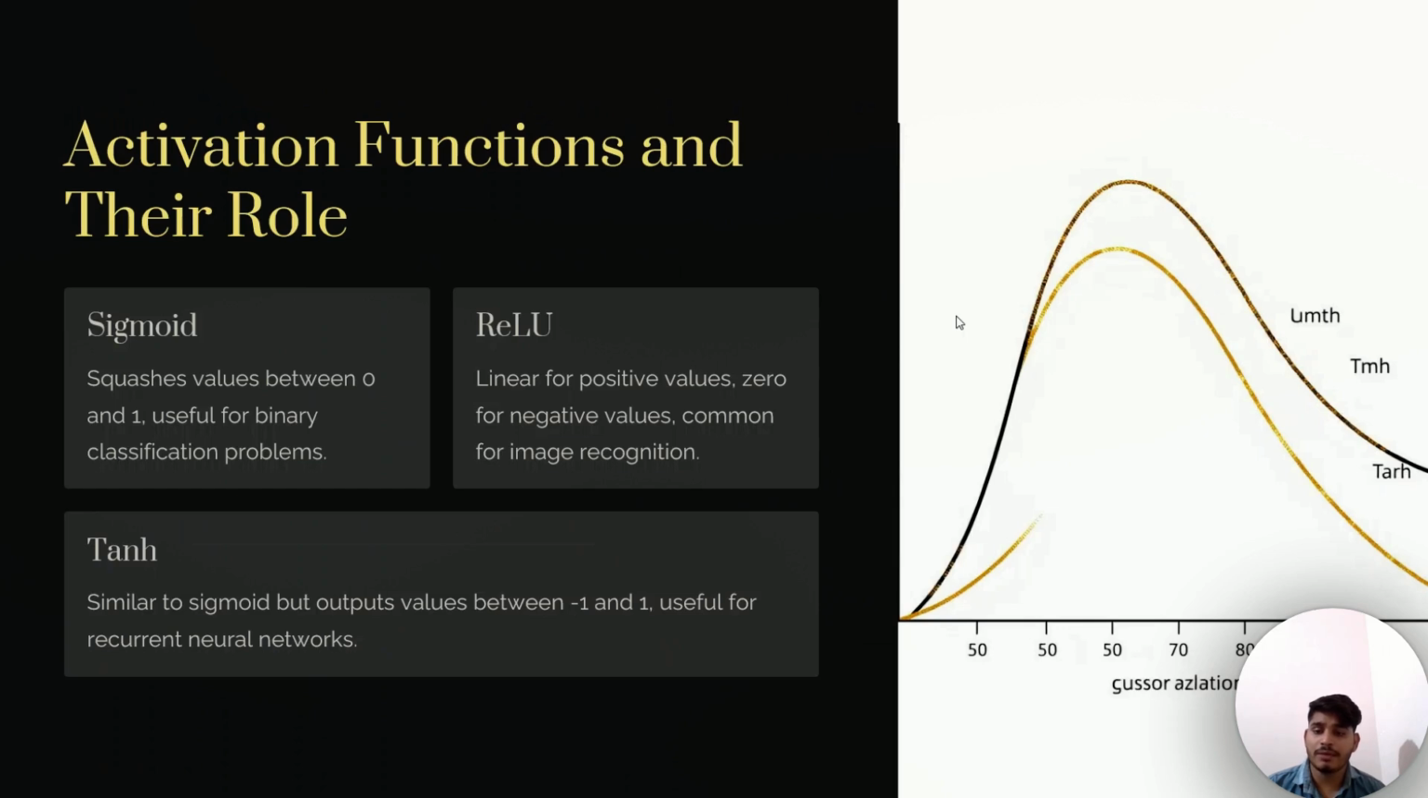Sigmoid, ReLU, and Tanh. Sigmoid squashes values between 0 and 1, useful for binary classification problems. ReLU is linear for positive values and 0 for negative values, common for image recognition. Tanh is similar to sigmoid, but the output value is between -1 and +1, and it is useful for recurrent neural networks.